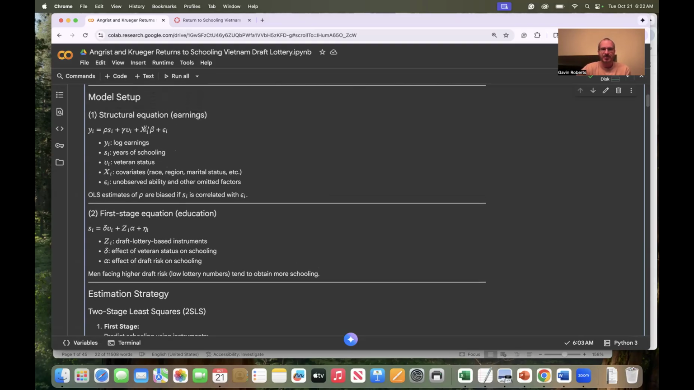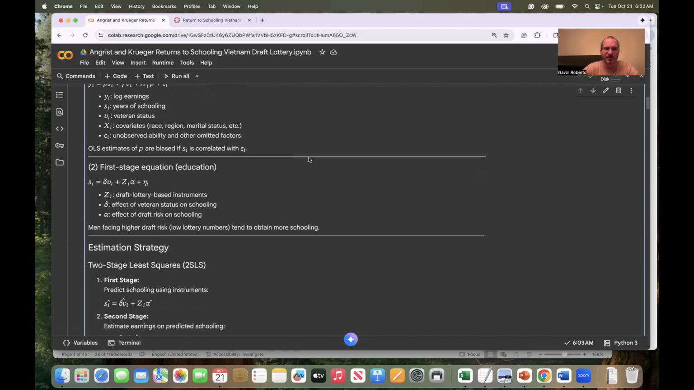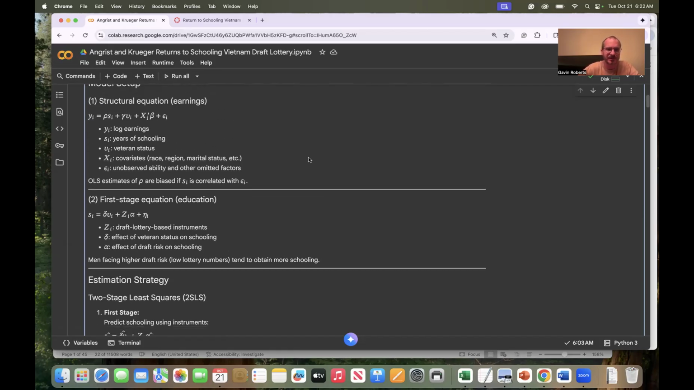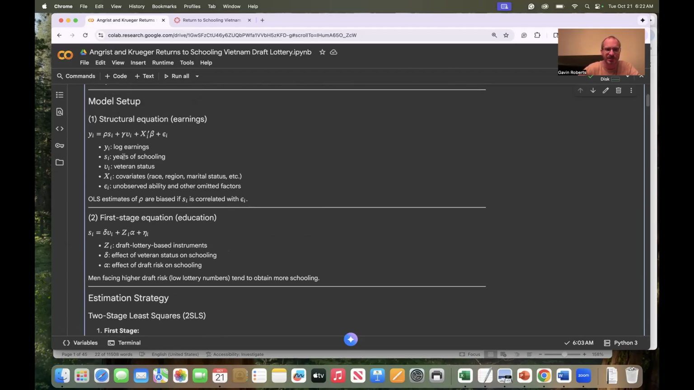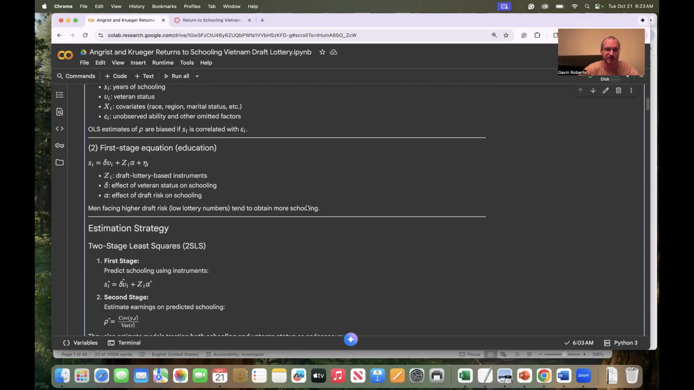X is a matrix. X prime is just its transpose. So epsilon, of course, is just our error term. Now we expect that we have correlation between S and epsilon as a result of ability bias, just if we were to go collect data on years of schooling and earnings. So that, of course, is the nature of our endogeneity issue.